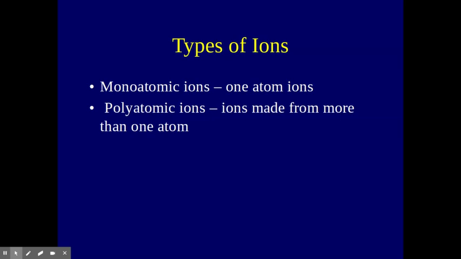Now, most of what we've mentioned so far have been monoatomic ions. So monoatomic means one atom. So just straight off the periodic table, lithium is a monoatomic ion. But some ions are made from more than one atom. Those are polyatomic ions. Now, I'm sorry, but there's just some things you have to memorize in chemistry.